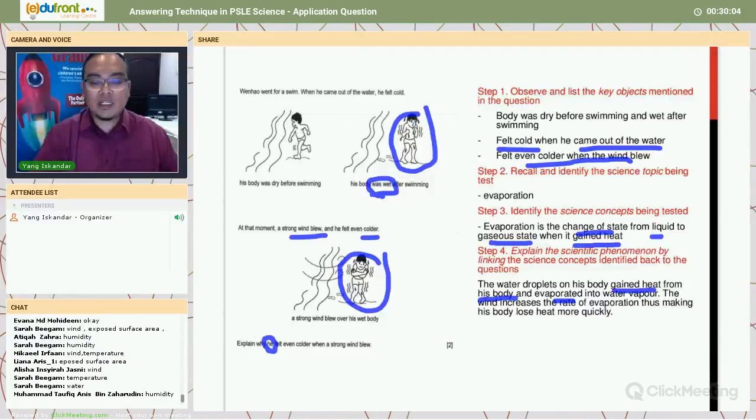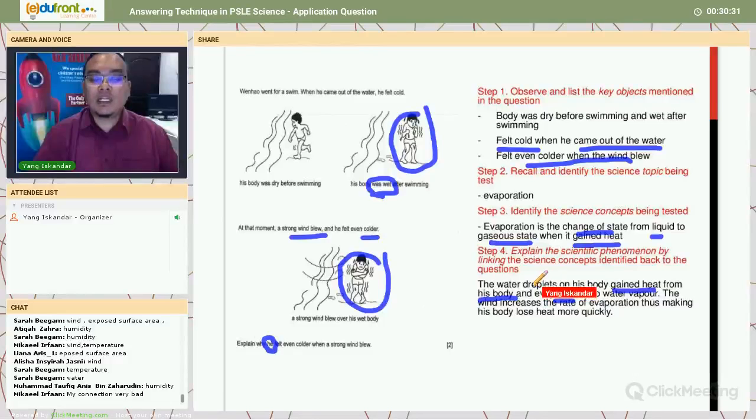Let's move on to the next question. Let's recall. Step number 1, observe and list the key objects. Step number 2, recall and identify the science topic being tested. Step number 3, identify the science concepts, in this instance evaporation. And step number 4, you must be able to explain, linking back the concepts of evaporation to the question. A common mistake here, students say that the water evaporated and it gained heat from the surrounding.